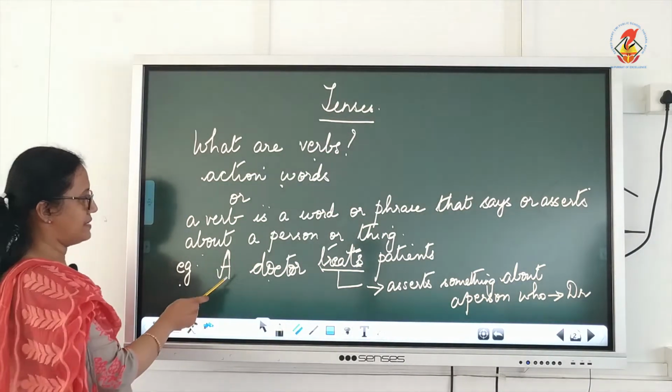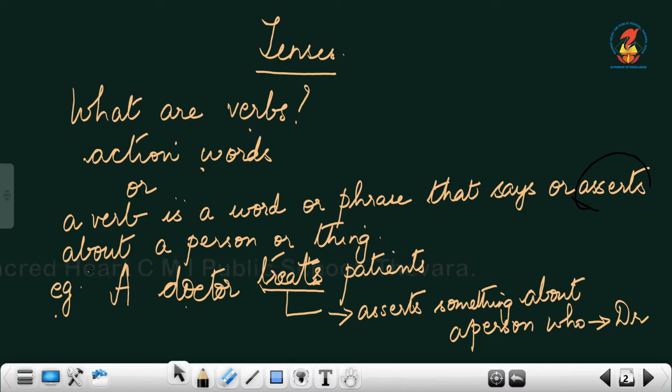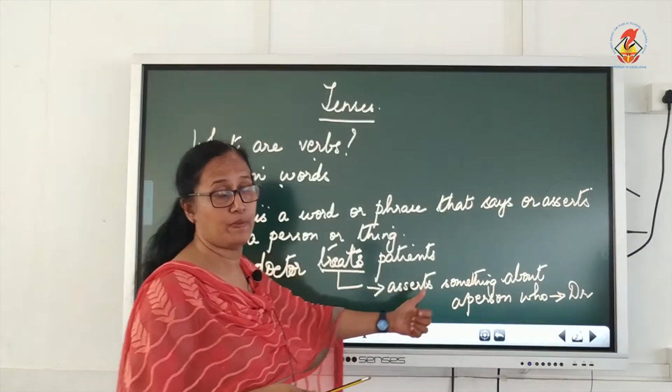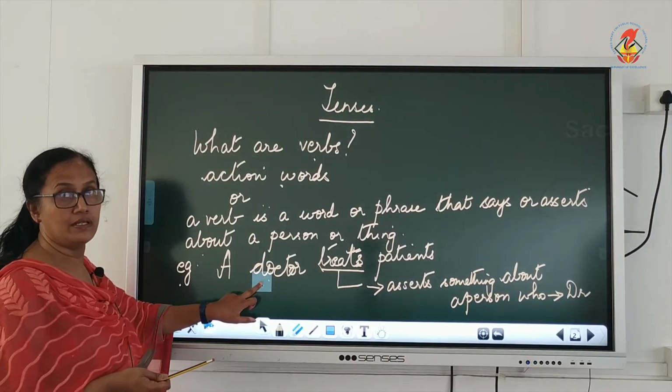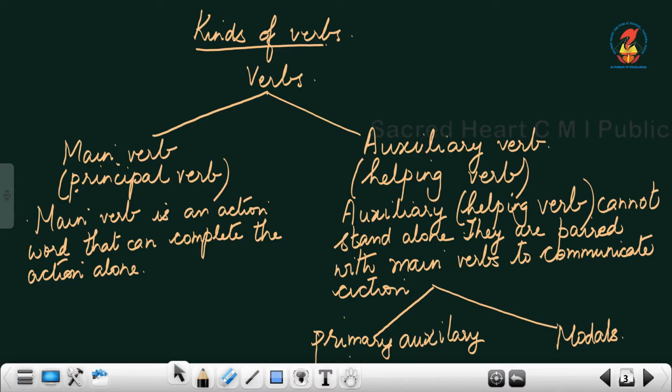So it is nothing but you are asserting about what that person is doing, what action that person is doing. So for example, if I give you "A doctor treats patients," and we ask you to identify the verb in this sentence, immediately the word that denotes action, so here it is treats. Now what is this word asserting something about? We are asserting about the doctor, that is the subject. Okay children, so this is when it comes to verbs, the basic definition of verbs: action words.